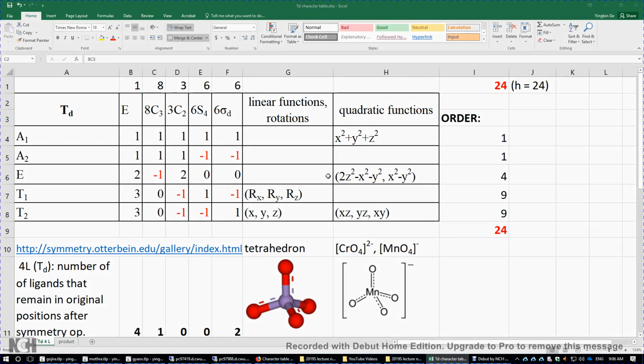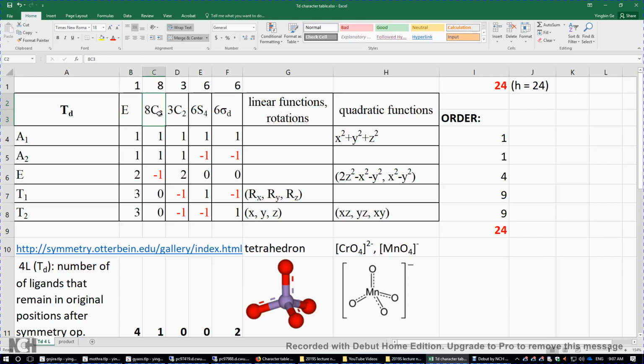I will determine the irreducible representations of the 4 ligands surrounding a transition metal with a tetrahedral point group. In the character table of the tetrahedral point group, we can find a total of 24 symmetry operations. This letter E stands for identity element. It means doing nothing, so we don't do anything.